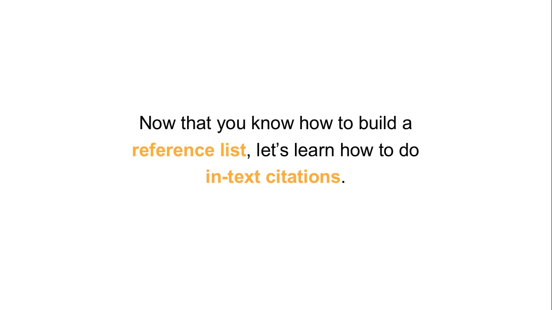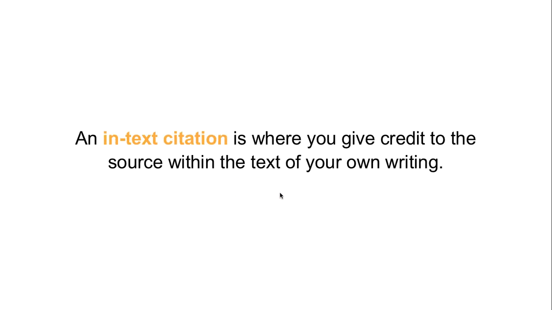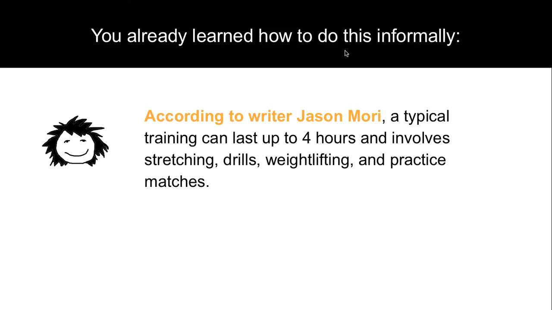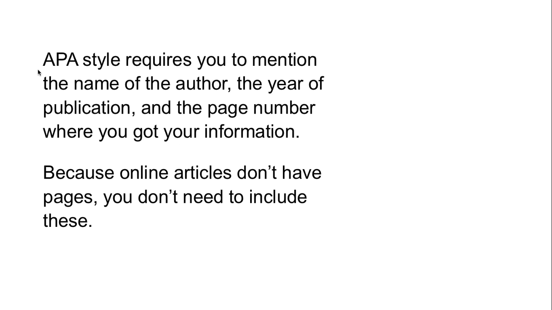Okay, and now that we know how to build a reference list, let's learn how to do in-text citations. An in-text citation is where you give credit to the source within the text of your own writing. So you already learned how to do this informally. According to writer Jason Maury, a typical training can last up to 4 hours and involves stretching, drills, weightlifting, and practice matches. APA style requires you to mention the name of the author, the year of publication, and the page number where you got your information.